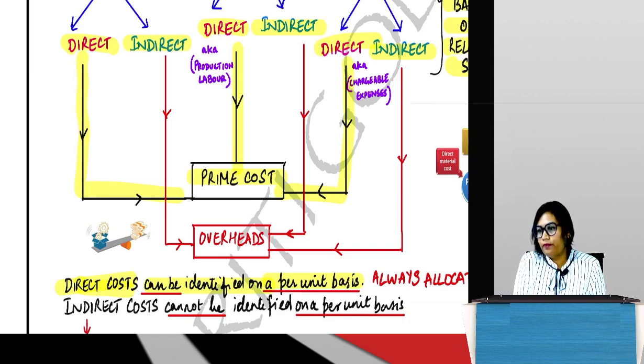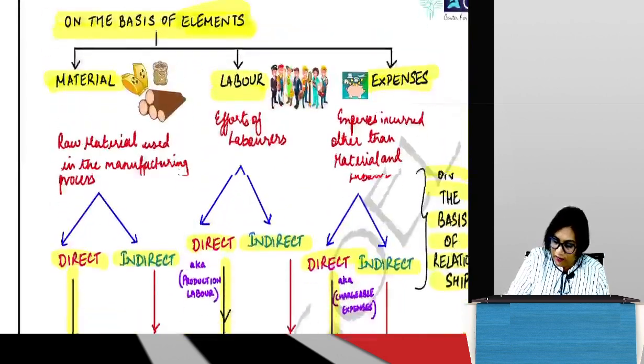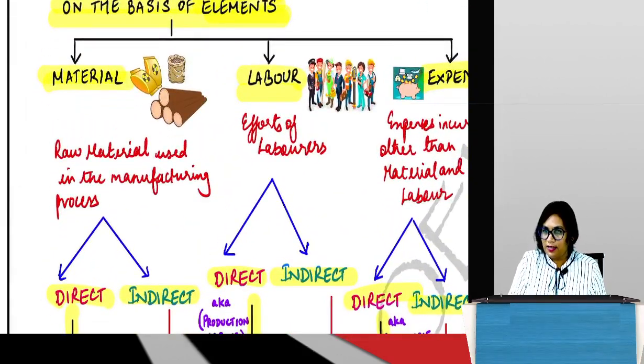If I ask them, tell me, how do you classify costs on the basis of elements? They'll say material, labor, overheads. Is it material, labor, overheads? No, it is not material, labor, overheads. This classification on the basis of elements is not material, labor, overheads. Do not say that. That is technically wrong. It is material, labor, expenses.